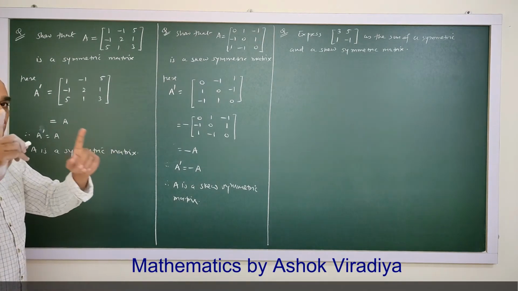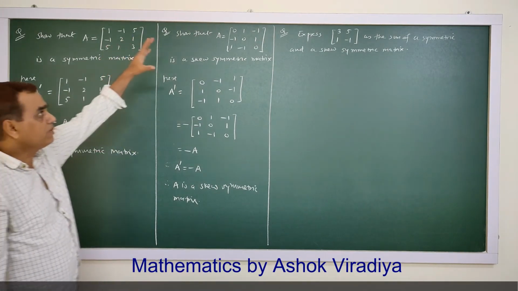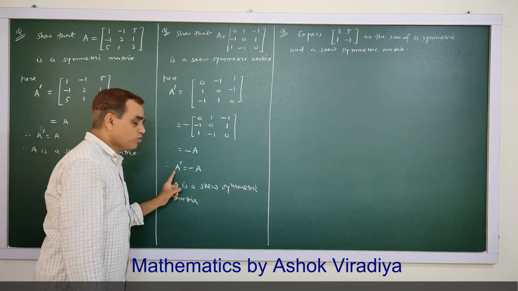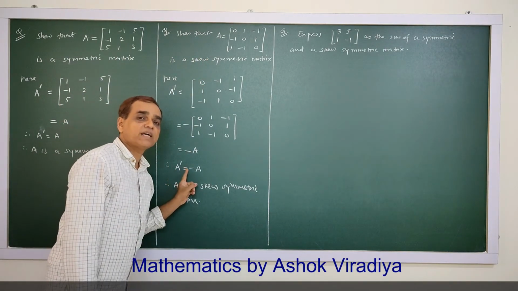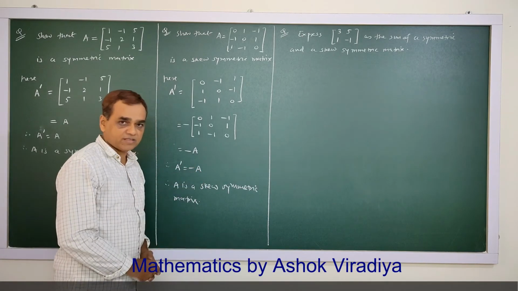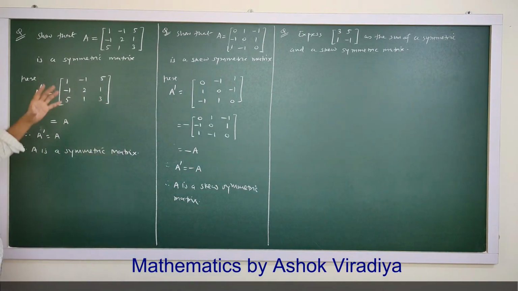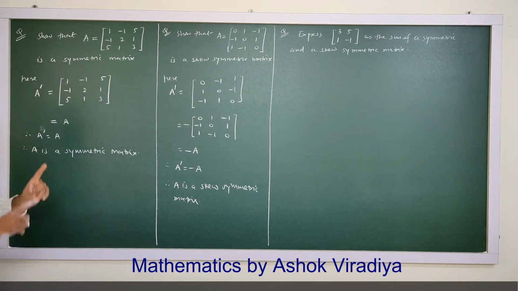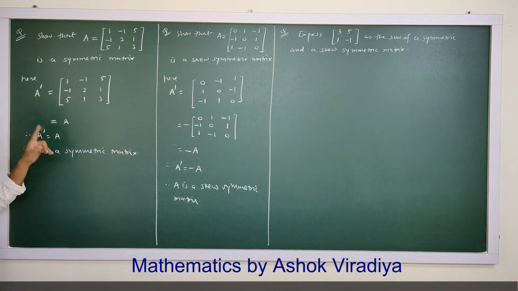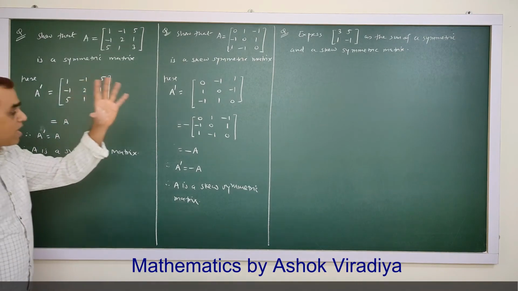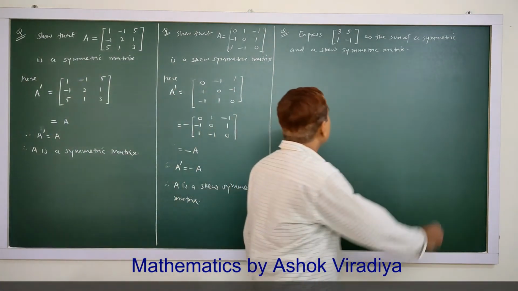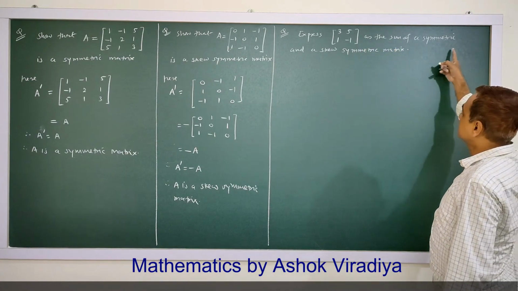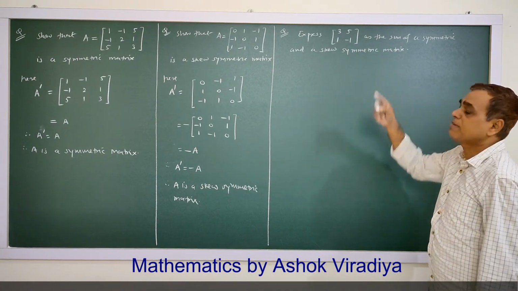Whenever you are asked to prove a given matrix is a skew symmetric matrix, always show that its transpose is equal to minus of that matrix. And whenever you are asked to prove a given matrix is a symmetric matrix, show that its transpose is equal to itself. Now here, express this matrix as the sum of a symmetric and skew symmetric matrix.